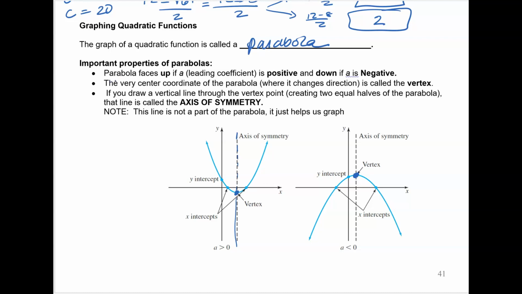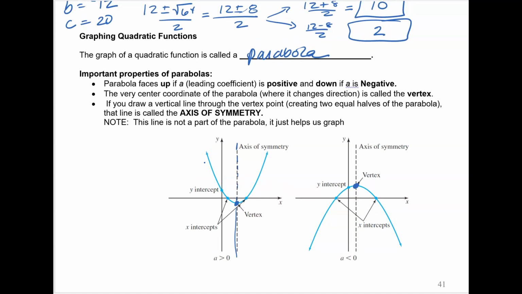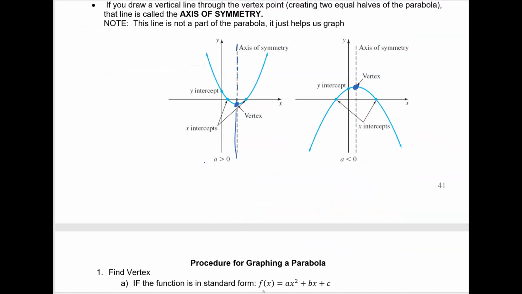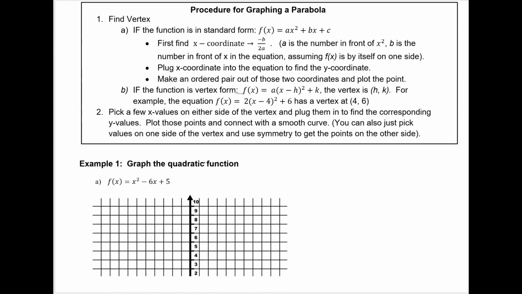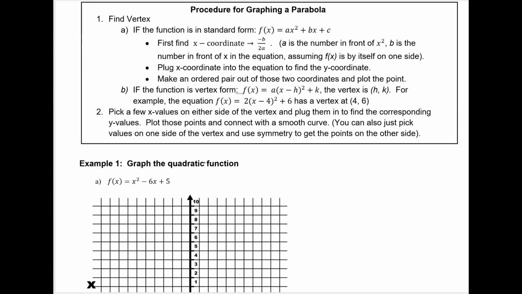And then notice the parabola is going to face up if that leading coefficient, which is the number in front of the x squared, is positive. If it's negative, it's going to face down. So that can help you check if you're on the right path for graphing. So I've got some instructions here in the box for how to graph.